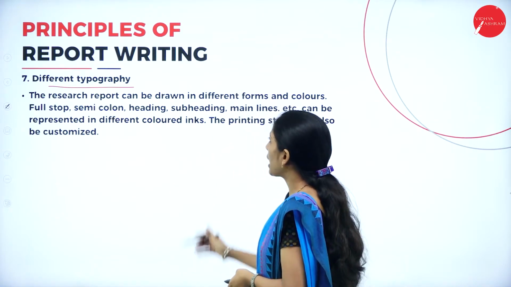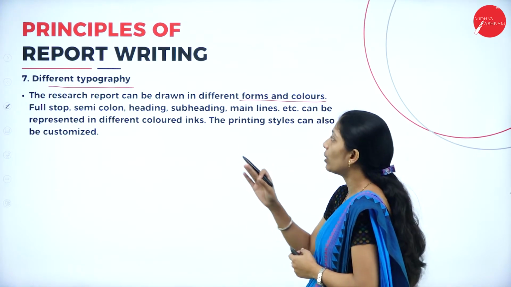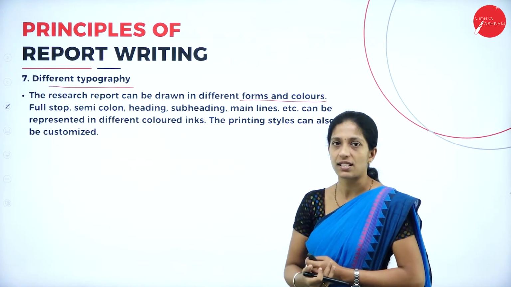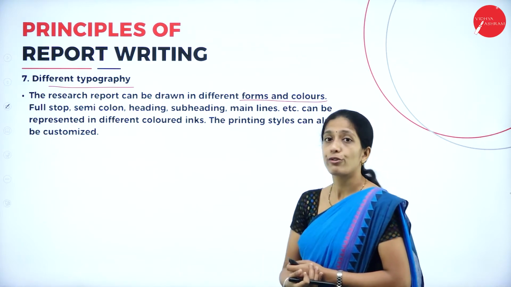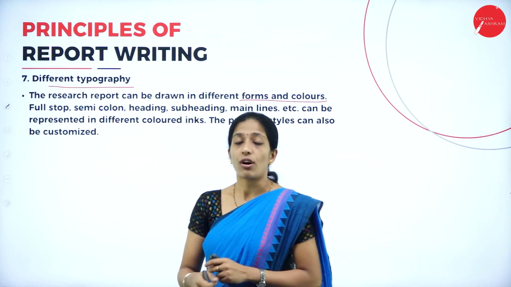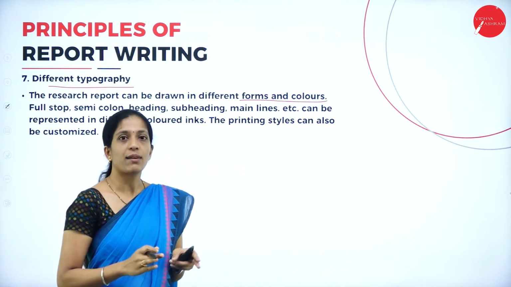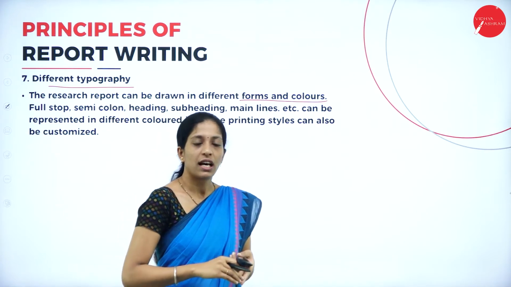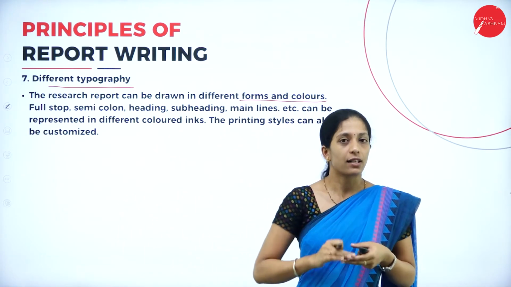The research report can be drawn in different forms and colors: full stop, semicolon, heading, subheading, main lines, etc. can be represented in different colored inks. The printed styles can also be customized. So we have to make it as attractive as possible. At the same time, we have to keep the user in mind when we write a research report. It doesn't mean that we have to present it only attractively.